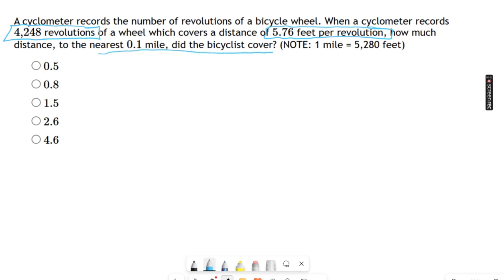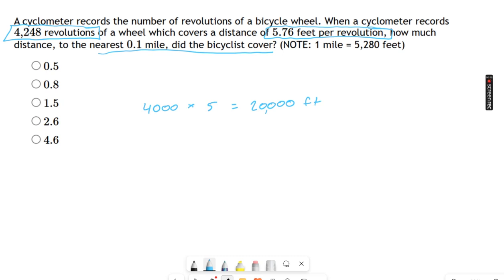Well, you can do this in about 10 seconds. I'm going to show you how. You just take the number of revolutions, which I'm going to say is about 4,000, times the number of feet per revolution, which is about 5. I'm not being accurate here. And that's about 20,000 feet.